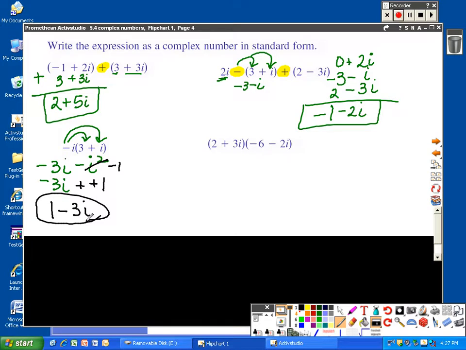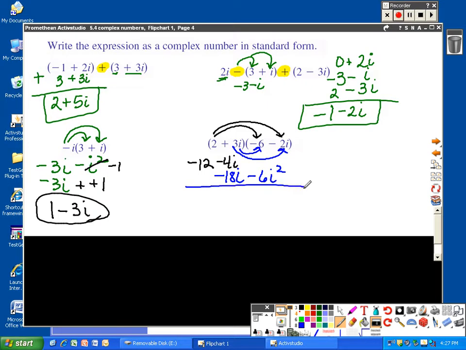Now let's take a binomial complex times a complex binomial. So again, we would FOIL. First we would do 2 times a negative 6 would be negative 12. And then 2 times a negative 2i would be negative 4i. And then we will do 3 times a negative 6i is negative 18i. So I'm going to line it up under the imaginary. And positive 3 times a negative 2i is a negative 6i squared. So I'm going to line that up back here since it is not real.